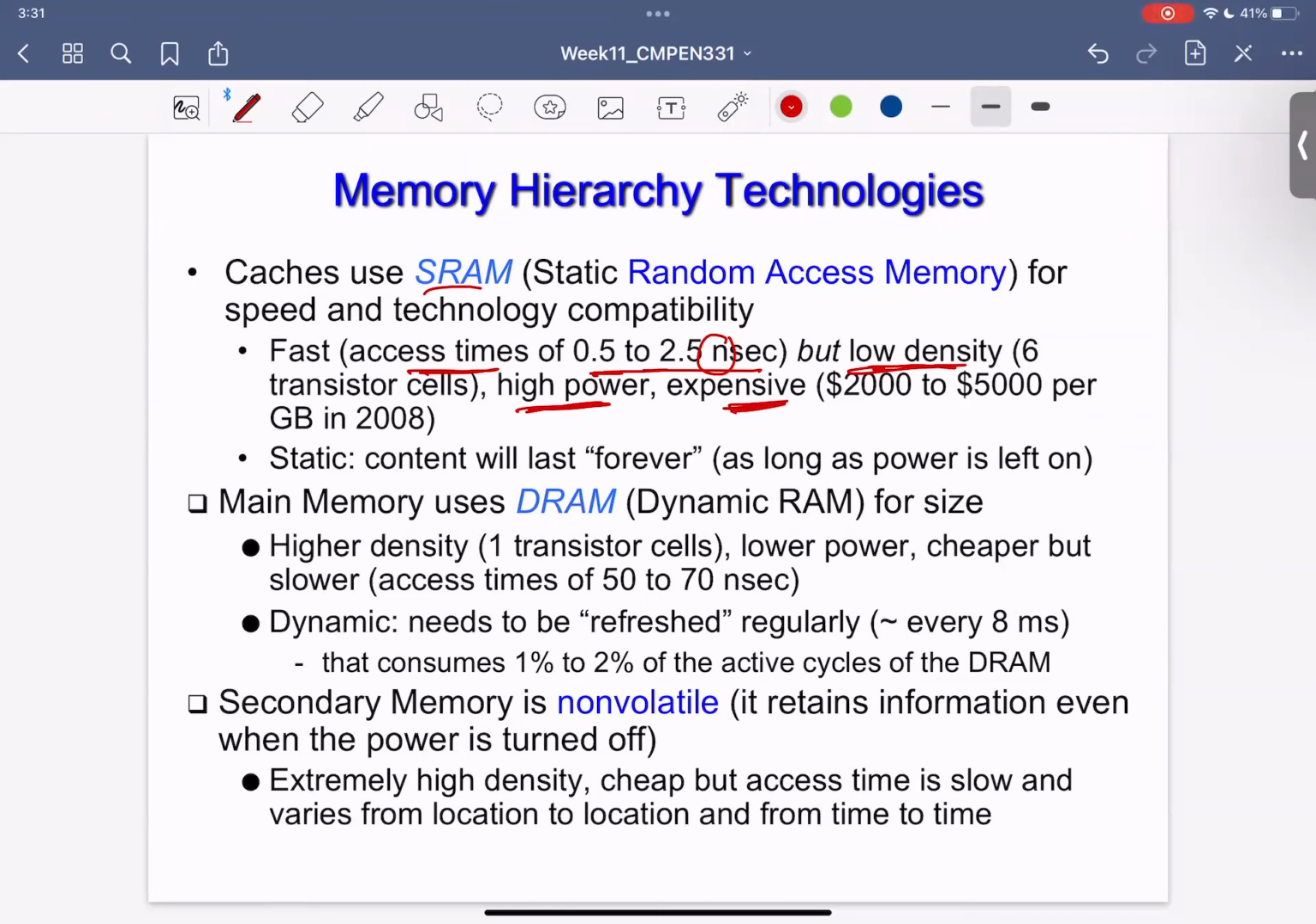So you are getting one thing from one side and losing other things from the other side. That is the trade-off. You need that fast access time, but unfortunately you are losing other stuff.